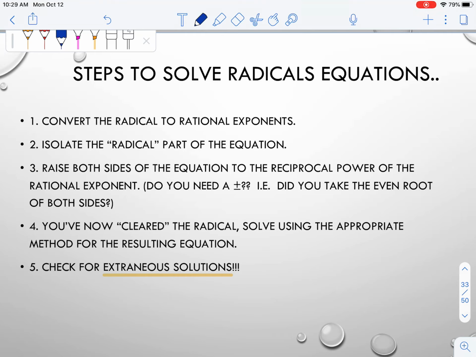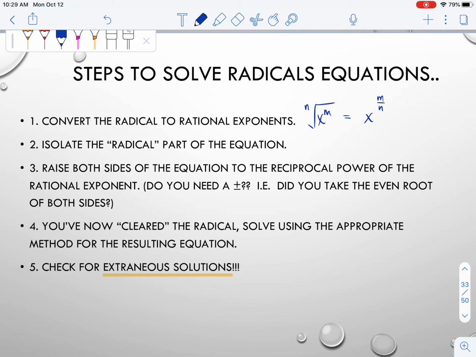So step number one, I want to convert the radical into a rational exponent. Remember, if I have the nth root of x to the m power, I want to rewrite this as x to the m divided by n power. These are equivalent. I could do the rest of it if I left it in radical form, but some of the wording is going to change.